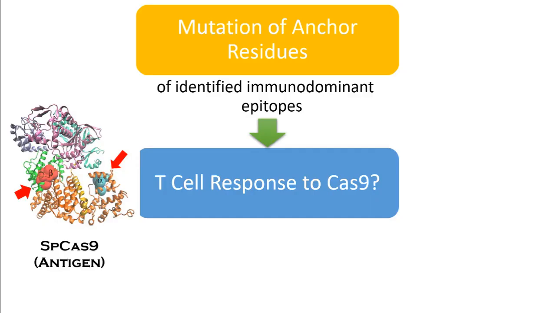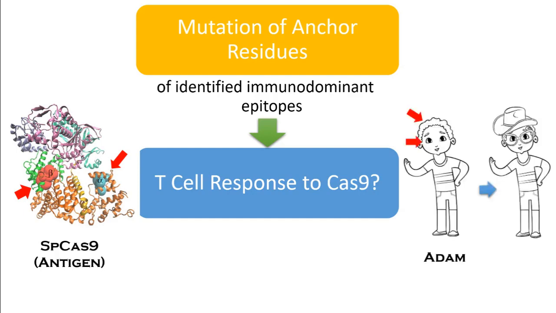So now that we identified the immunodominant T-cell epitopes of SP-Cas9, we wanted to create a less immunogenic version of the protein. We hypothesized that targeted mutation of the anchor amino acid residues of the identified immunogenic epitopes would abolish specific T-cell immune responses. What if we cover Adam's eyes or change his hairstyle? Would he still be recognizable? If we make changes to the immunogenic epitopes on the SP-Cas9 protein, would it still be recognizable by the immune system?